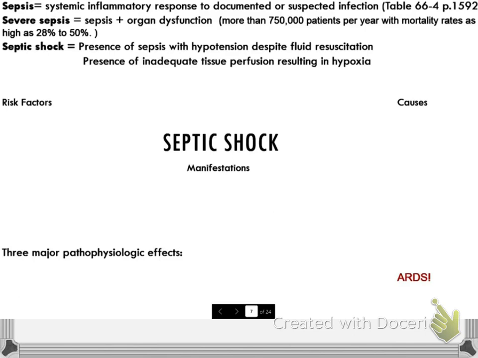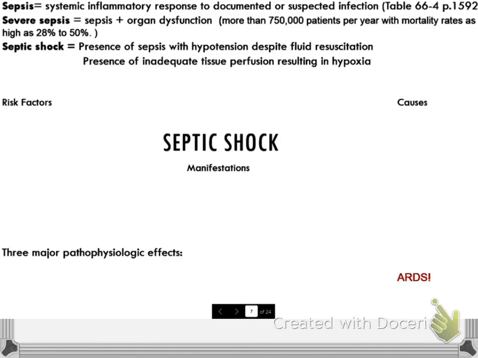So severe sepsis, and they might be changing all of this now with the new SIRS criteria, but severe sepsis is basically sepsis plus some sort of organ dysfunction going on. So now your patient's really confused, or they have those crackles in the lungs, right? And then septic shock is what we talked about, where despite adequate fluid resuscitation, we still cannot get that blood pressure up.